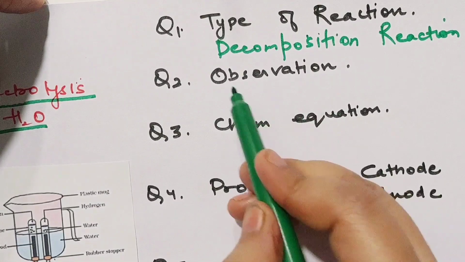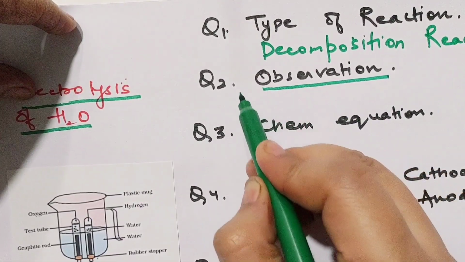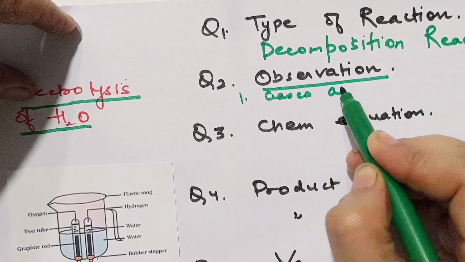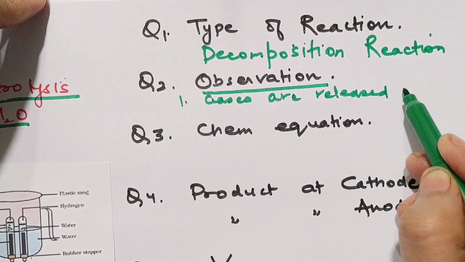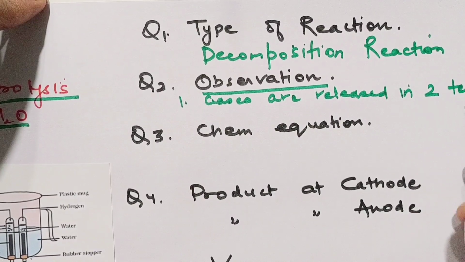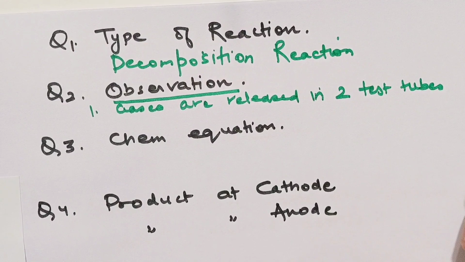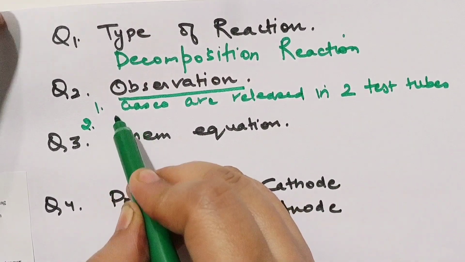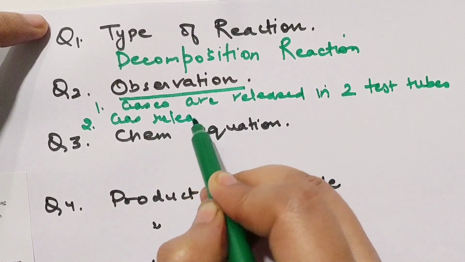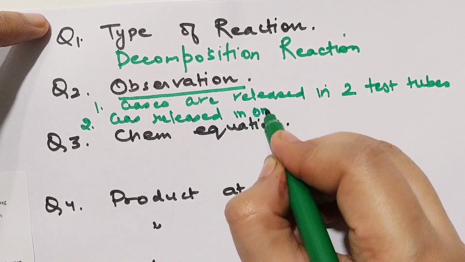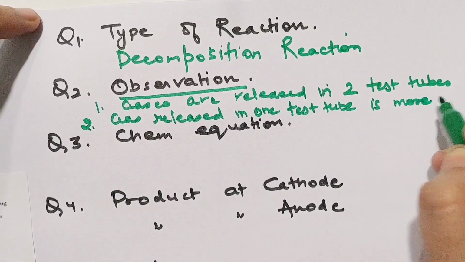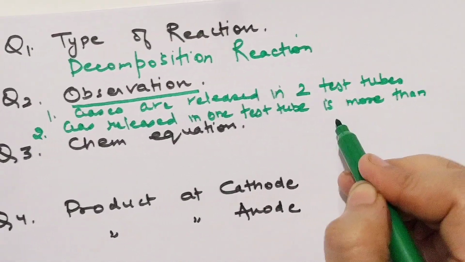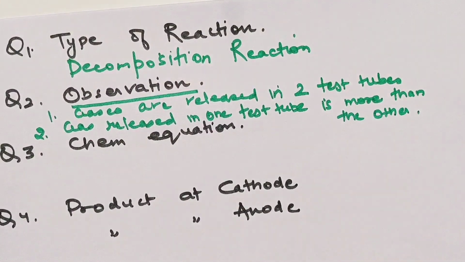Okay, now observations. The first observation is that gases are released in the 2 test tubes. The second observation would be that the gas released in one test tube is more than the other. These two would be your 2 observations which you cannot miss.